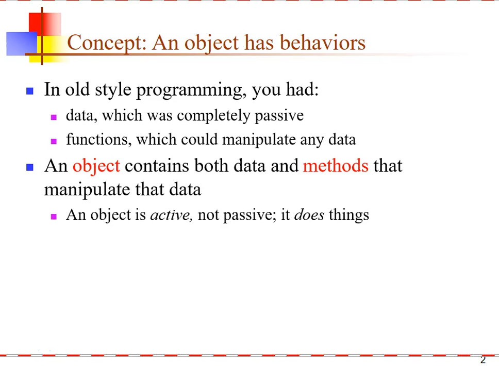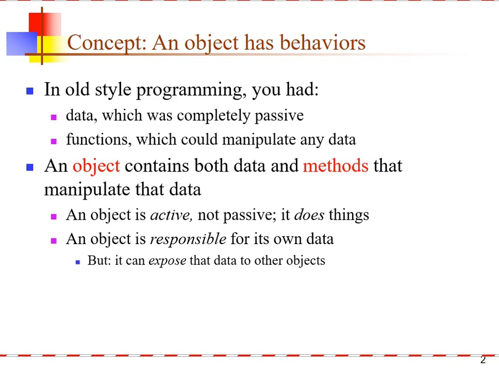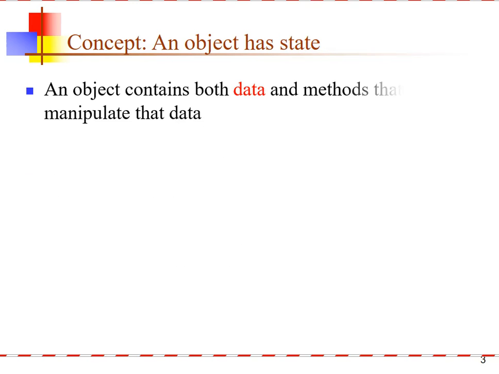An object is active. It is not passive. It does things. So the methods that you write for an object are its actions. An object is also responsible for its own data, which means it has to keep track of who's accessing the data, and that's often why we keep the instance fields private, so that you cannot accidentally change the data within a class. You can expose that data to other objects using your getter methods and using your setter methods. And so it's pretty typical that you have getters and setters for every instance field that you create.